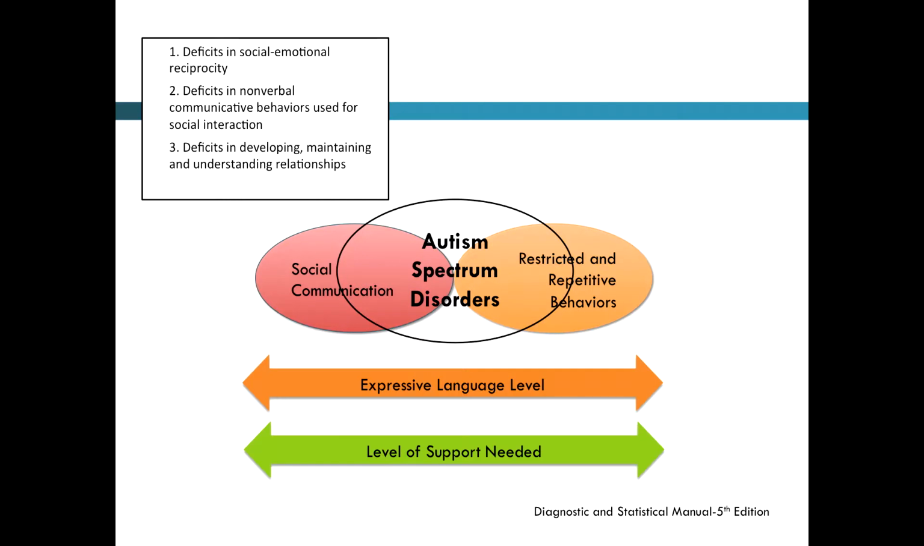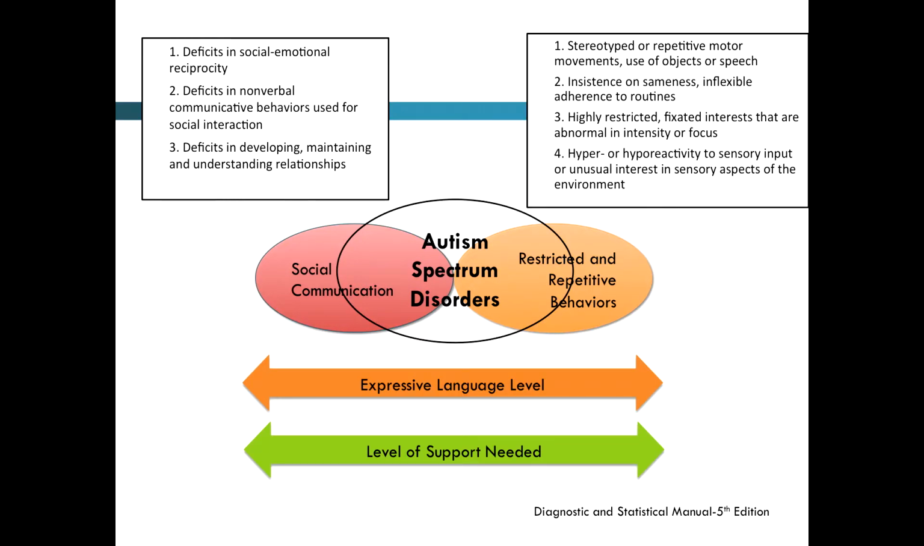And what this really means, what we're looking for when we're making a diagnosis of ASD, are these impairments in things like social emotional reciprocity, building relationships, and then in terms of repetitive behaviors, we see a lot of insistence on sameness, restricted interests, unusual sensory interests, and these are the type of behaviors that we're looking for.